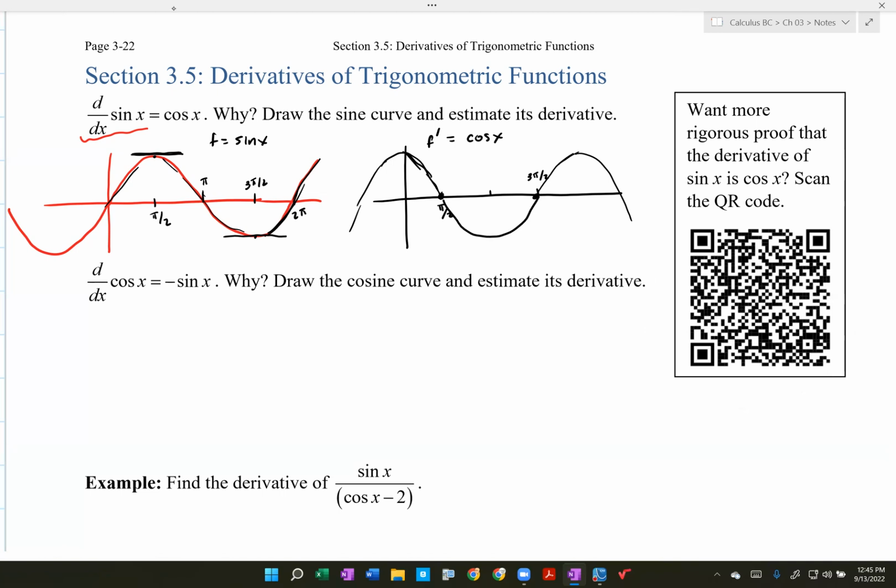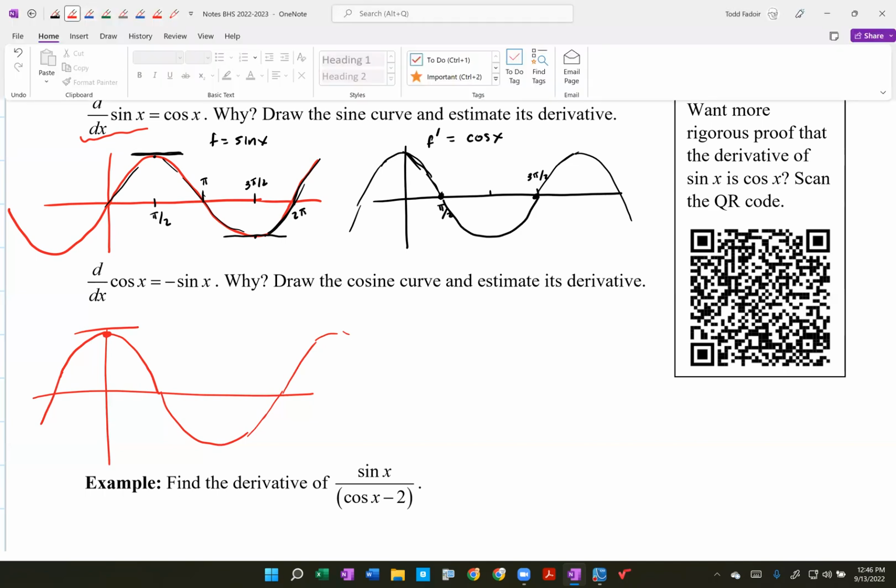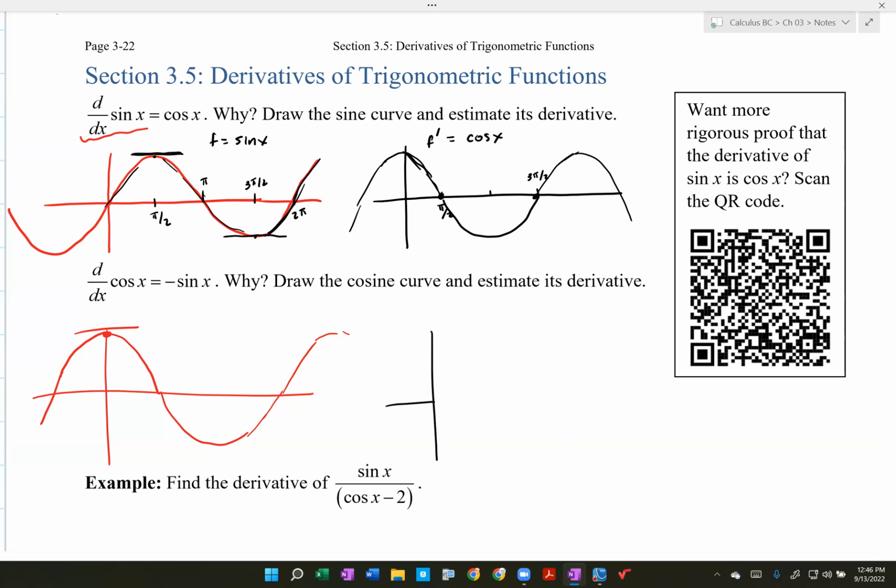What if we did this again? What if we said we've got an original curve, which is the cosine curve? All right. And, okay, what do we know about this cosine curve? It has a horizontal tangent. It has a horizontal tangent at 0. So the derivative, if this is the original function, and this is the derivative function, at x equals 0, the derivative function is 0. And it looks like over here, there's another one.